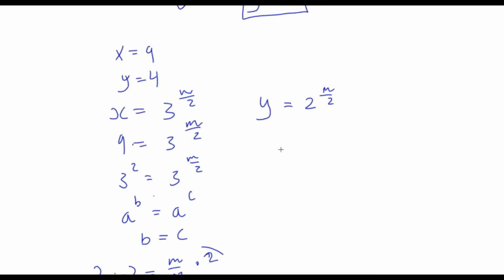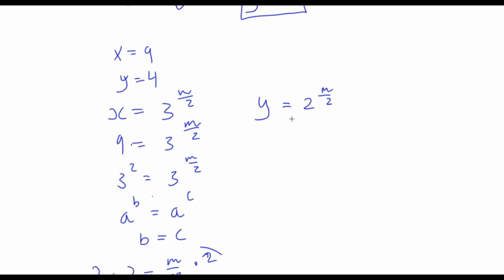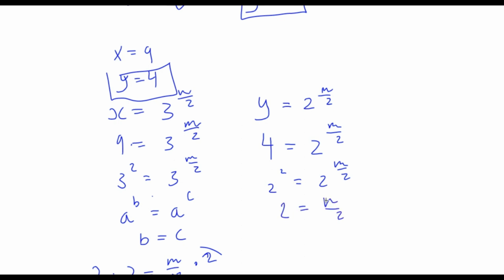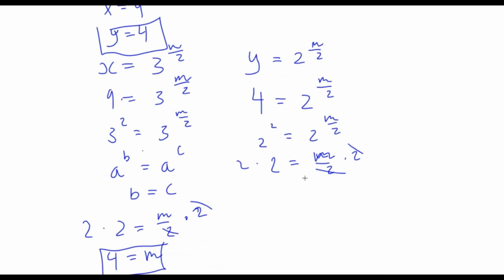Now let's see if we get the same answer for our second equation. We have y equals 2 to the power of m over 2. Remember, y is equal to 4. So now we have 4 is equal to 2 to the power of m over 2. Now 4 is the same thing as 2 squared. So we have 2 squared is equal to 2 to the power of m over 2. And remember, if a to the power of b equals a to the power of c, b equals c. So in this case, 2 is equal to m over 2. Now I'm going to do the same thing. I'm going to multiply both sides by 2. These two cancel out, and I'm left with 4 is equal to m.